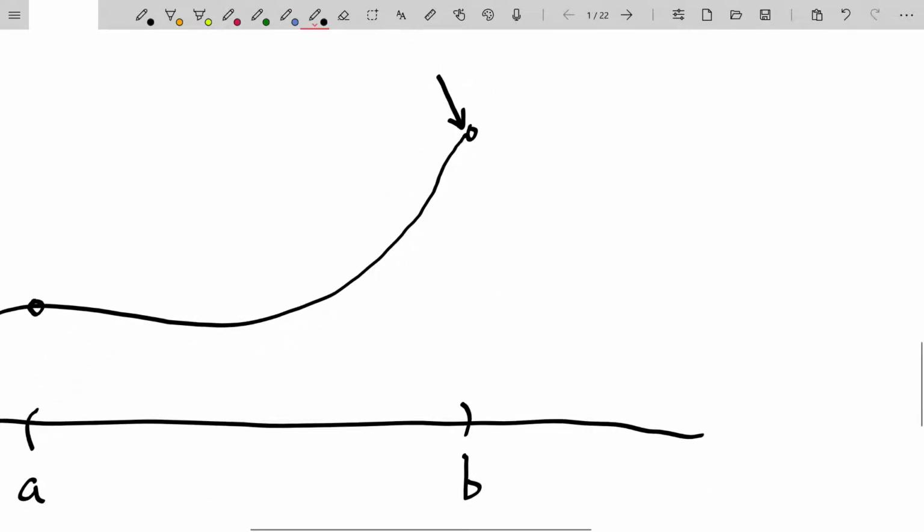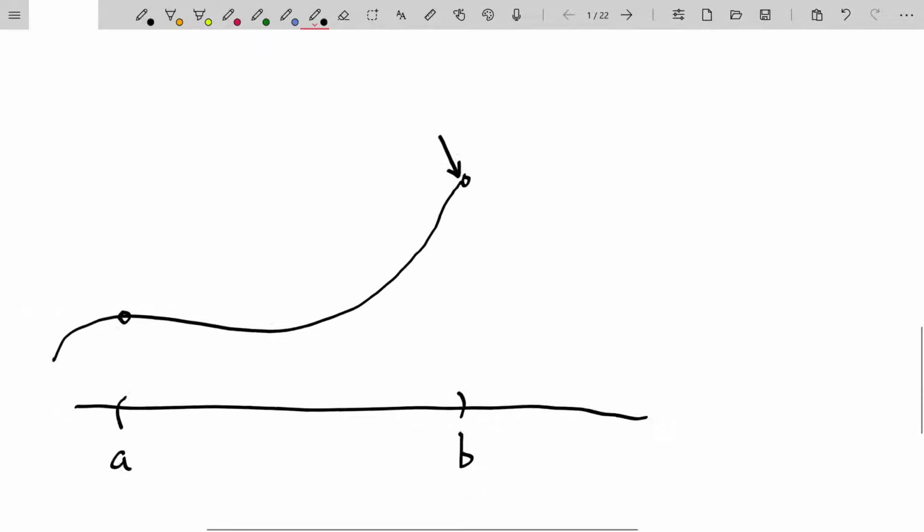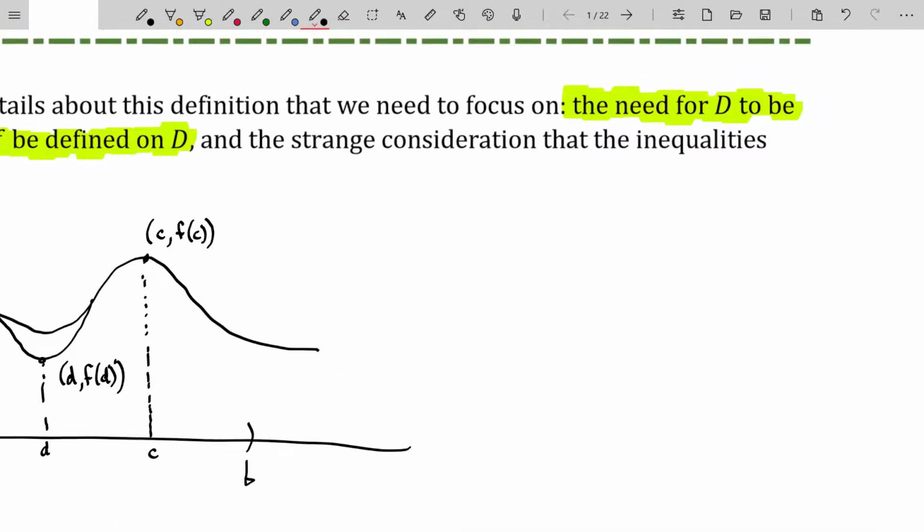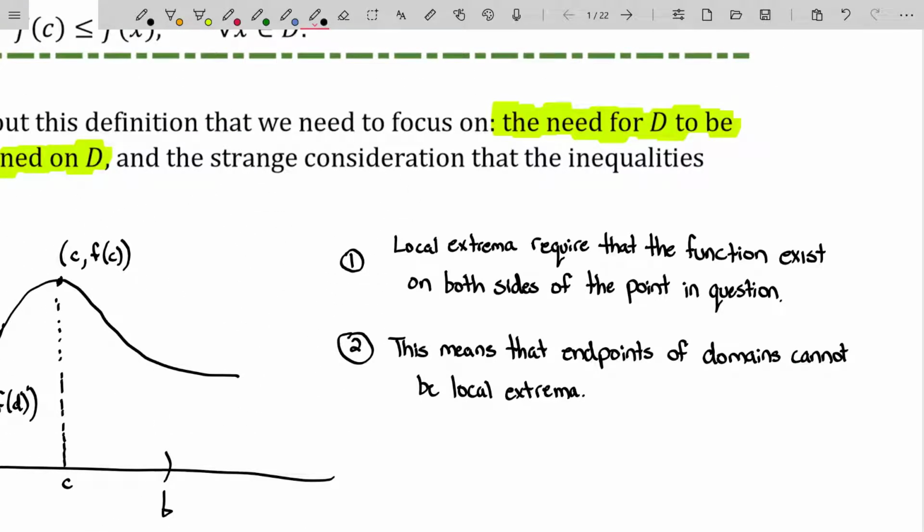Again, edge points cannot be local maximums because your function has to be defined on both sides of the point and at the point. Now, to me, that sounds very confusing, so I think I'll just say it this way. I'm going to scroll up here and say, one, local extrema require that the function exist on both sides of that point that's in question. And two, this means that endpoints of domains cannot be local extrema.